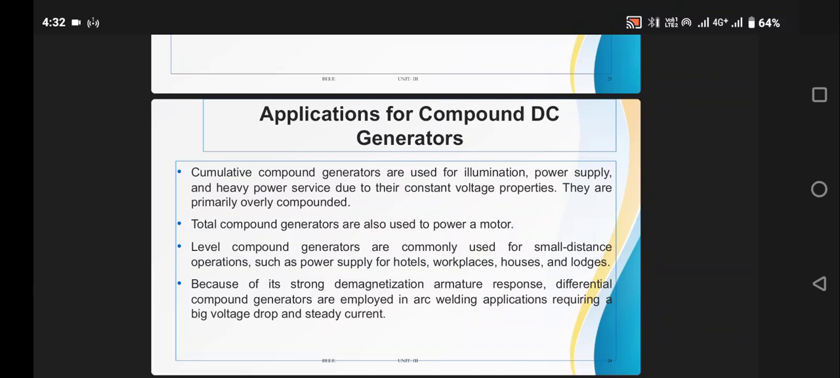Because of strong demagnetizing armature reaction, differential compound generators are employed in arc welding applications requiring a big voltage drop and steady current. These are all about the construction, principle of operation, as well as types and characteristics of DC generators. Thank you.